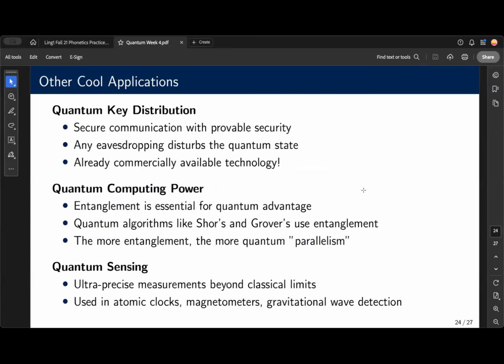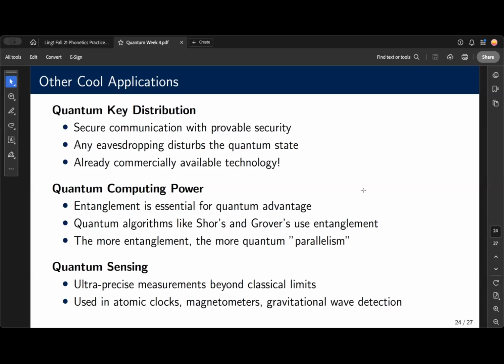Okay, let's go on. Yeah, I can talk about this. So these are some other cool applications of what we discussed today. So quantum key distribution, it allows for secure communication with provable security. This is because our quantum states are very fragile to external noise. So we can implement these communication protocols using the quantum states. And this is indeed being used currently.